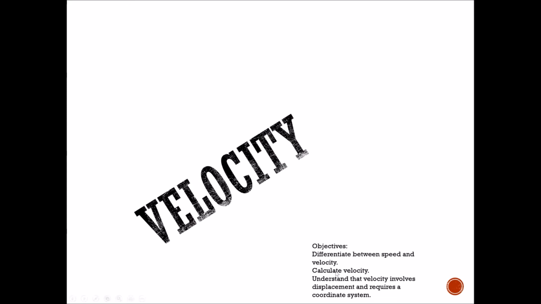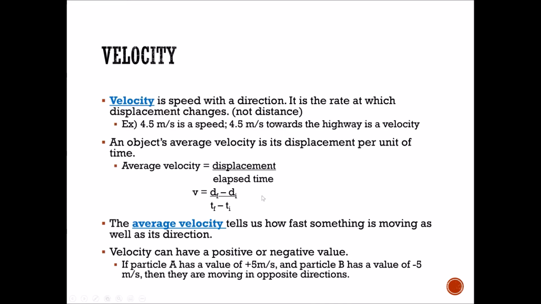In this section, you're going to differentiate between speed and velocity, calculate velocity, and understand that velocity involves displacement and requires a coordinate system. So velocity is speed with the direction. It's represented by a vector, an arrow. For example, 4.5 meters per second is a speed, and 4.5 meters per second towards the highway is a velocity.